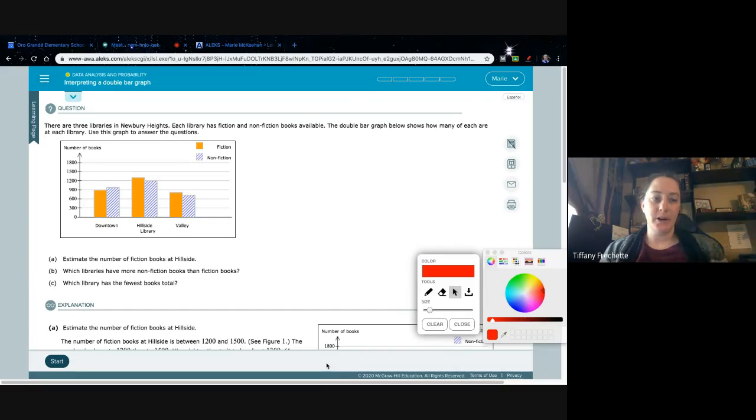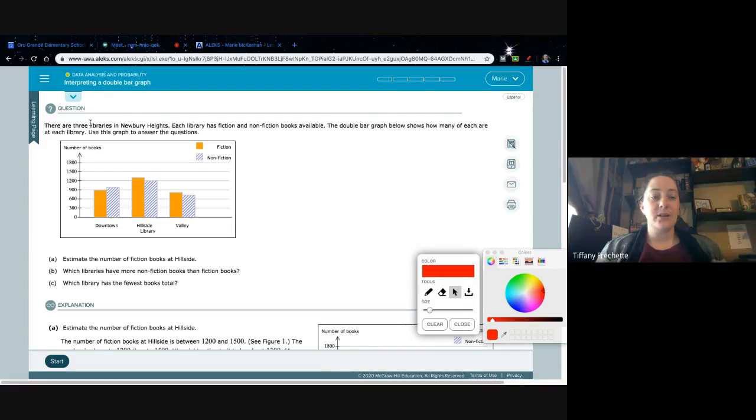Interpreting a double bar graph. Okay, so in this one, a double bar graph, I'm hoping that sounds like it gives you a description here. We're going to have two bars on a graph, and they're going to compare similar things. And interpret means we're going to get some information from the graph.